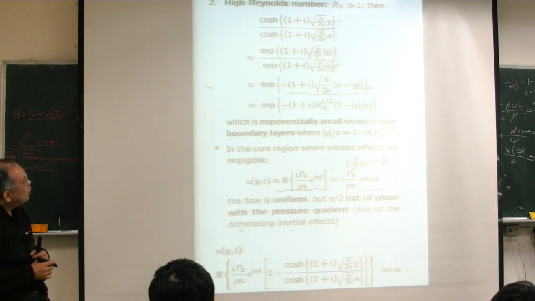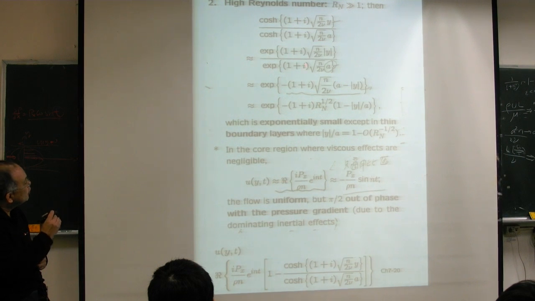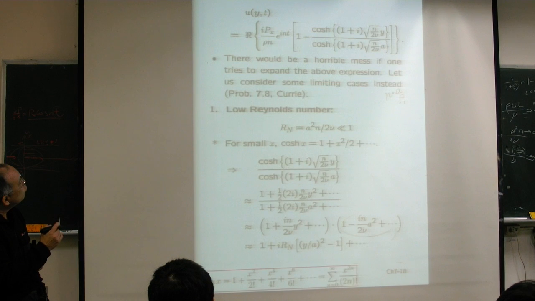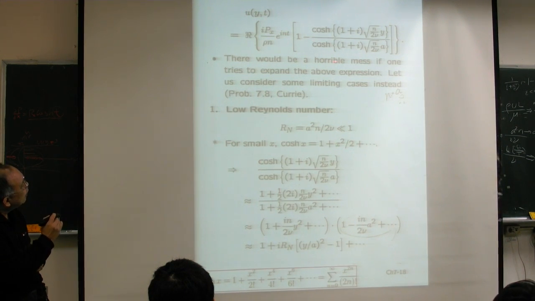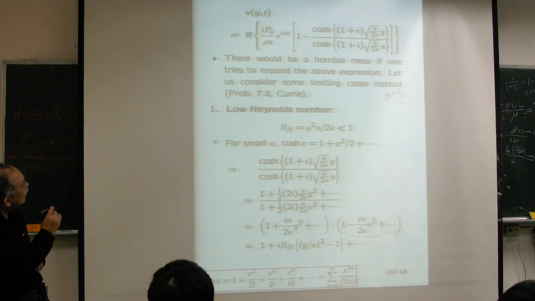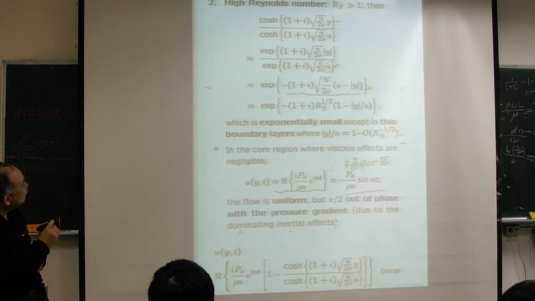Okay, so as you can see here, this is our exponential function. And again, we apply this function into this solution form, right? Because we just evaluate this function under the high Reynolds number. And then we try to find that u of y is the real part of this times 1 minus this. And so that will give you the 1 minus this, right?